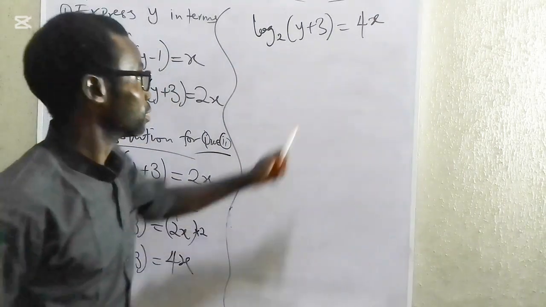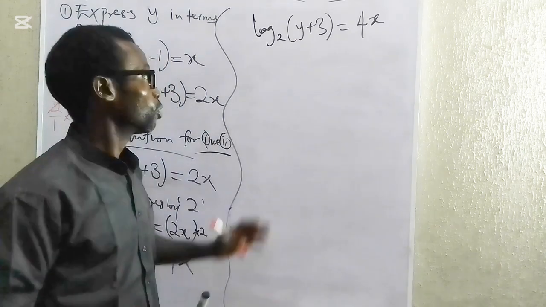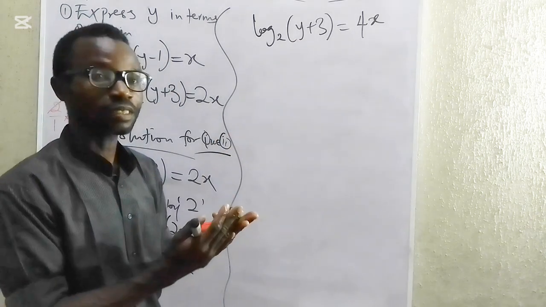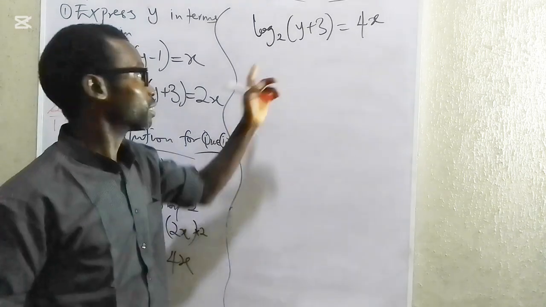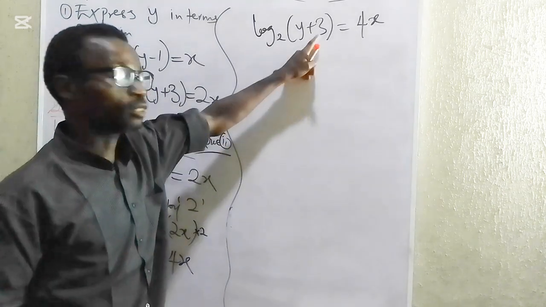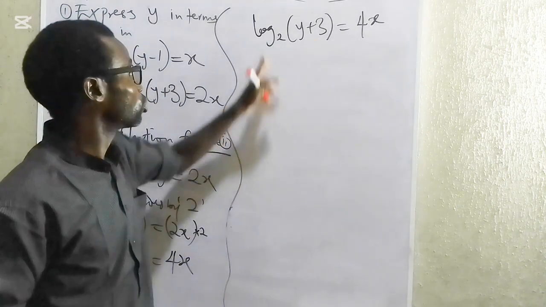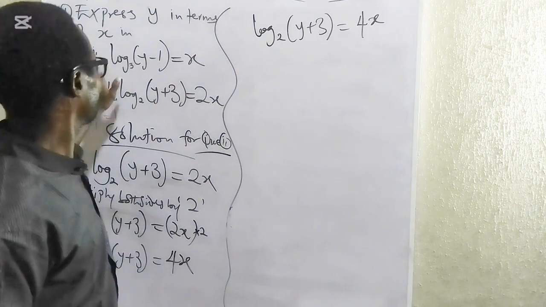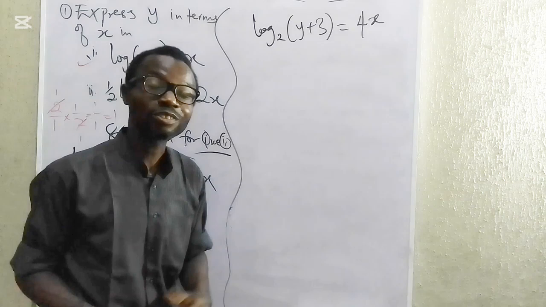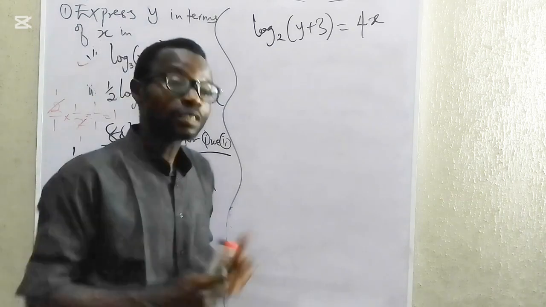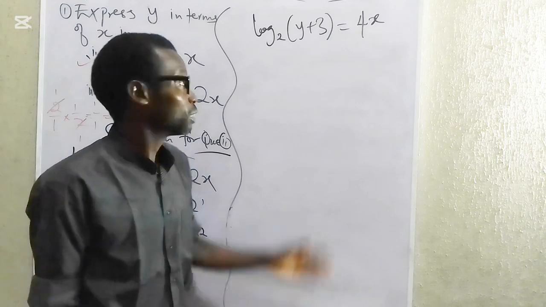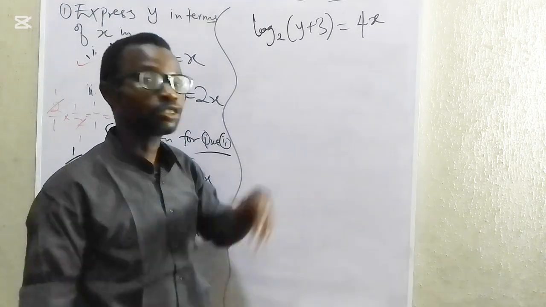Now the target again is this y. What else is close to it? Yes, 3 is close to it, but it's in a bracket, and this log is close to it. I think this one is a bit farther compared with this. So what operation will take this one out? It is still what we did in the first question. What's the definition of logarithm? Use the definition of logarithm, that is, change it to exponential form. This is logarithmic form. Change it to exponential form.